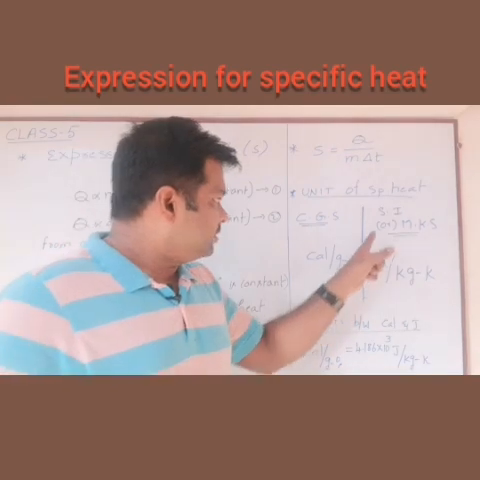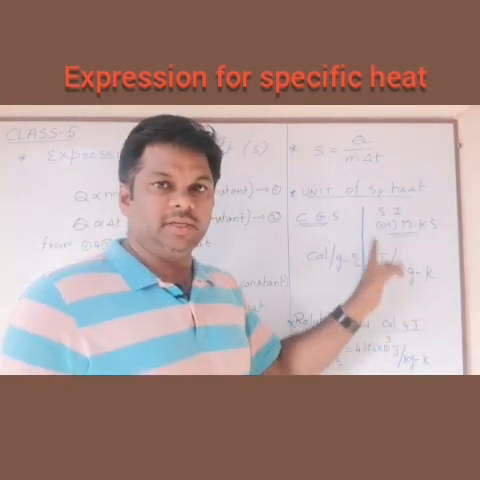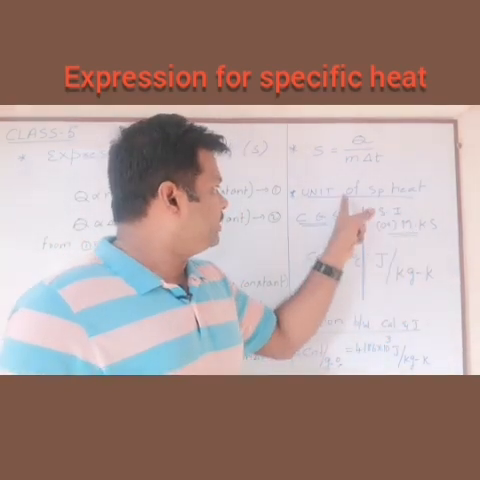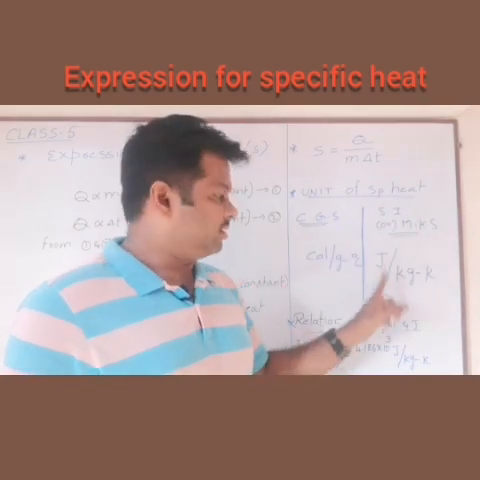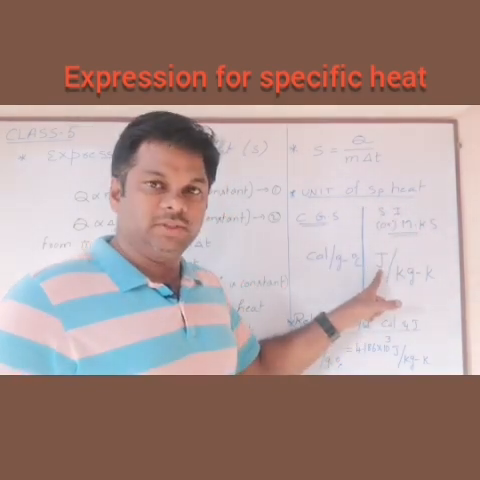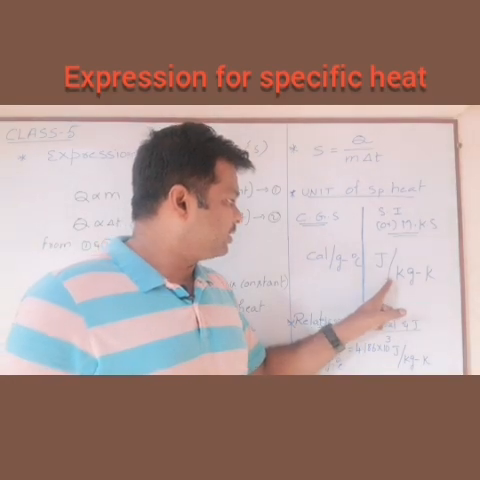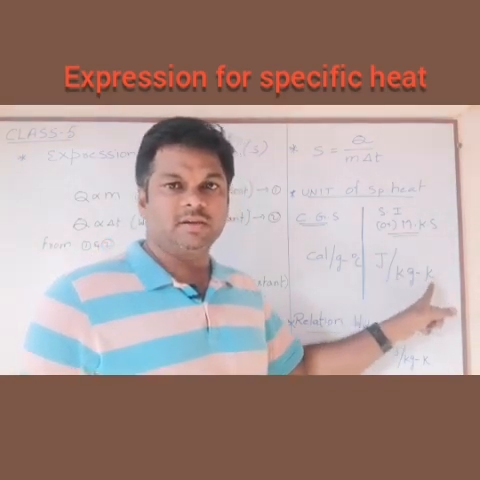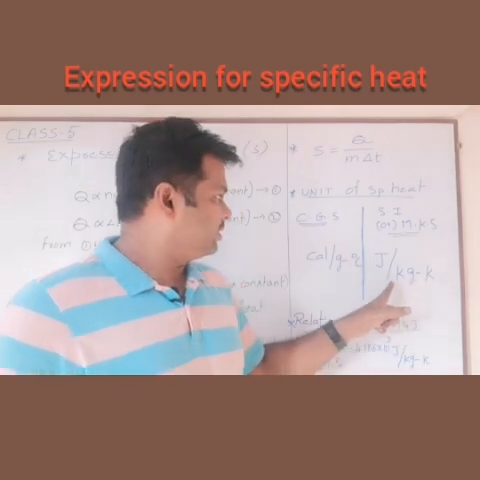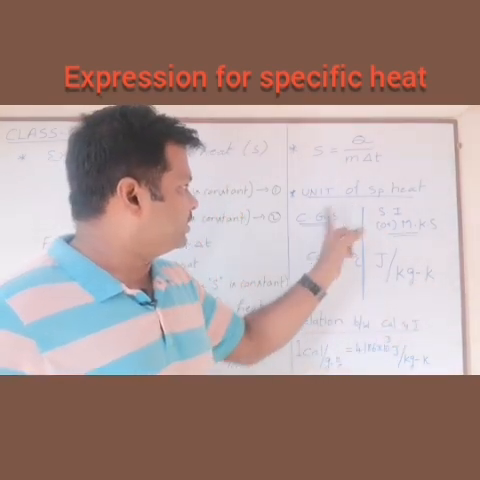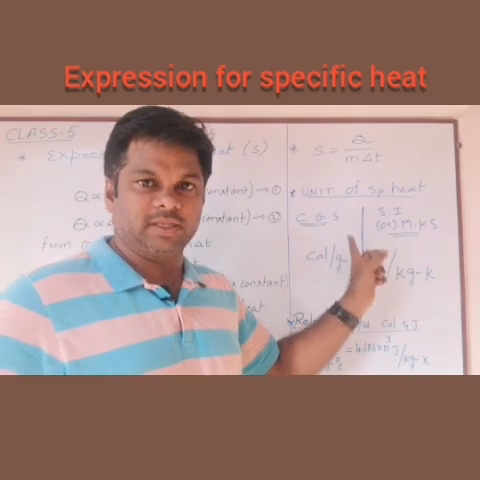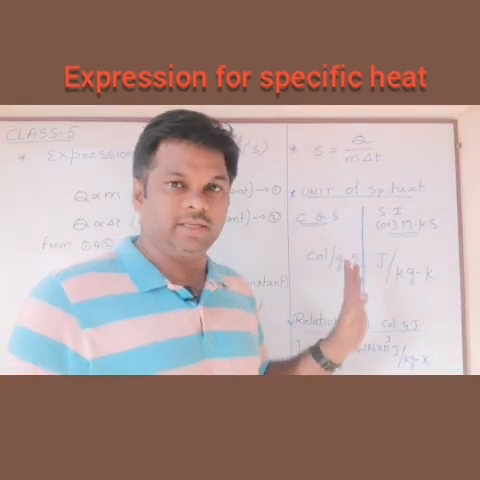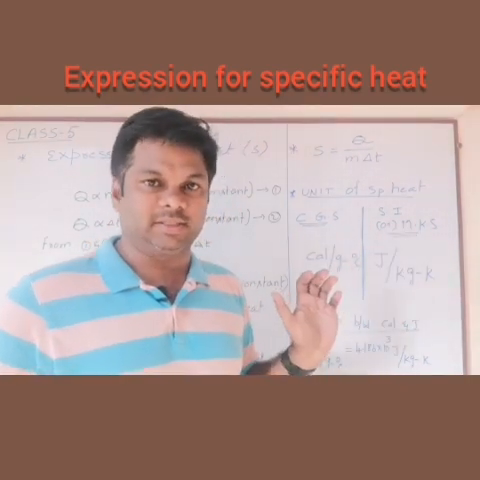And one more thing, in the SI system, the unit of specific heat is J, joules, per kg Kelvin. And we got units in different cases. One is calorie, and another one is the MKS or SI system.